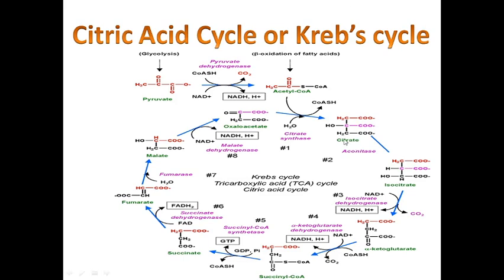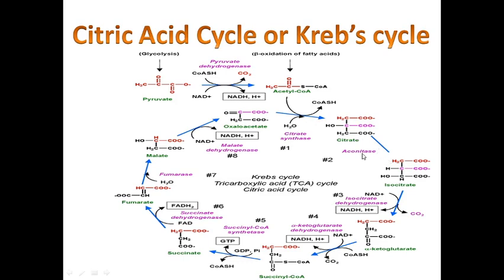Here you can see citrate, or citric acid, is the first carbon compound, and hence it's called the citric acid cycle, because the first compound formed is an organic acid, and that is citric acid. This reaction takes place in the presence of an enzyme called citrate synthase, and water is consumed in this reaction. Fine. And now what happens next?